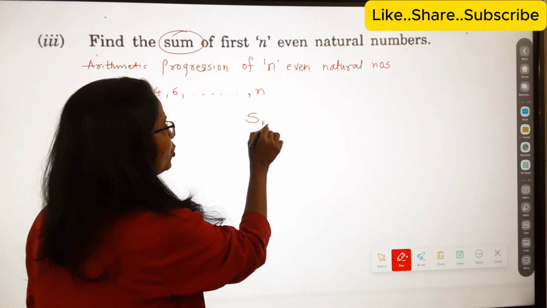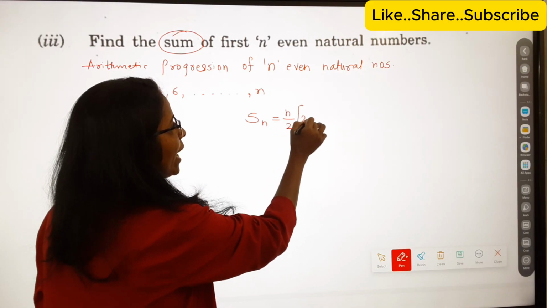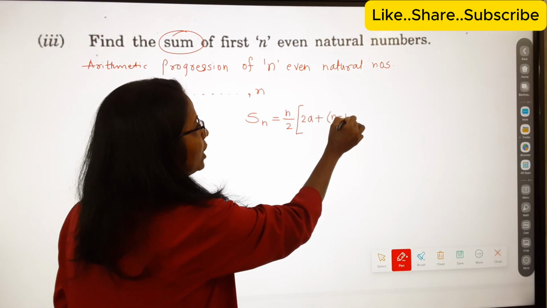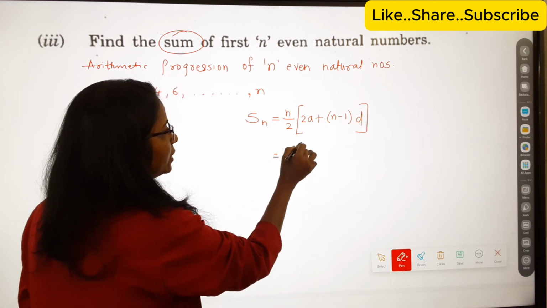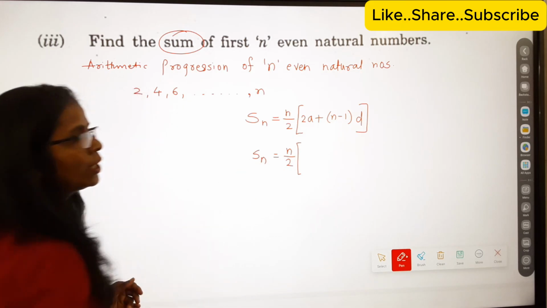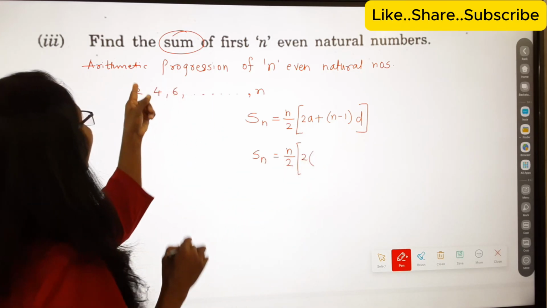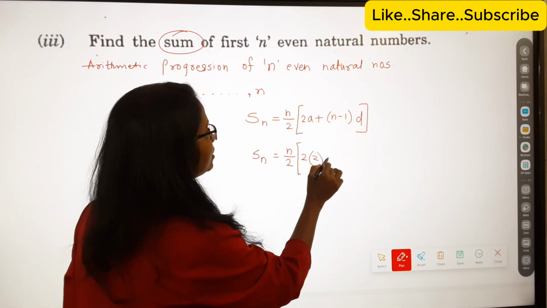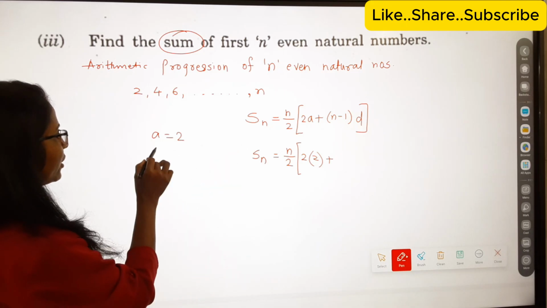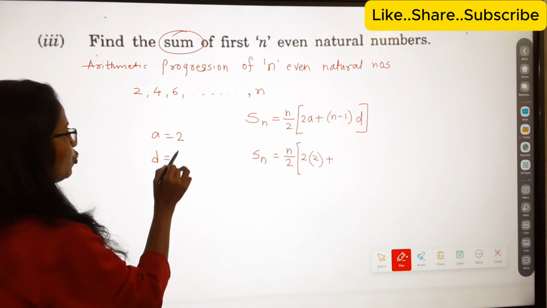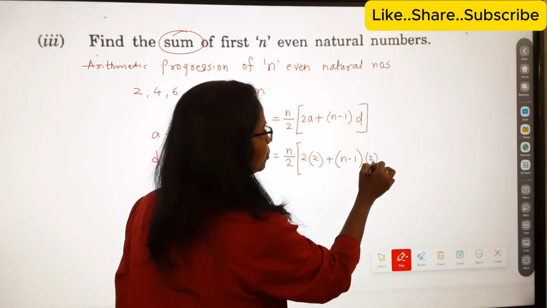The formula for the sum is Sn equal to n upon 2 times (2a plus (n minus 1) d). We have to find Sn, so n stays as it is. Now in 2a, a is the first term, which is 2. Then the common difference is 4 minus 2, which is also 2. So n minus 1 and here 2.